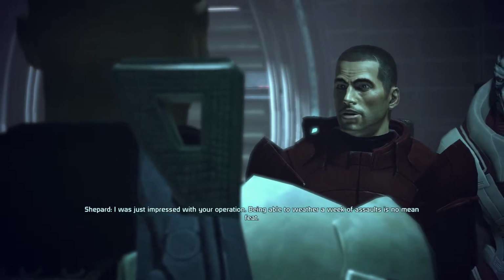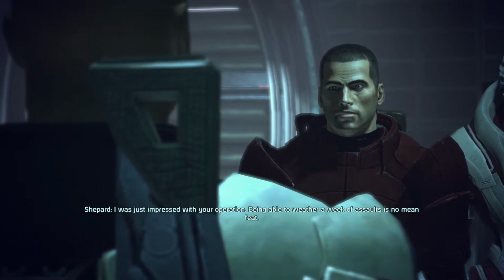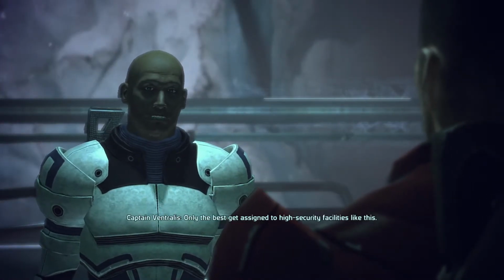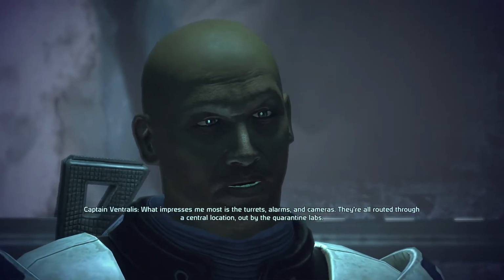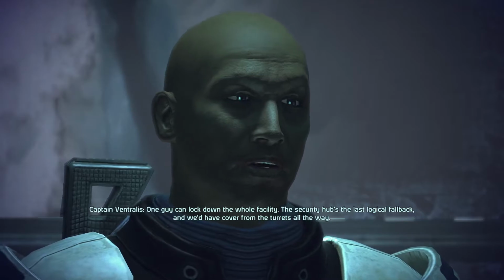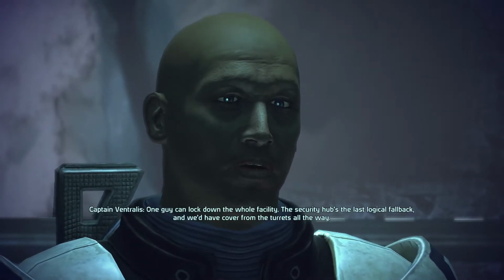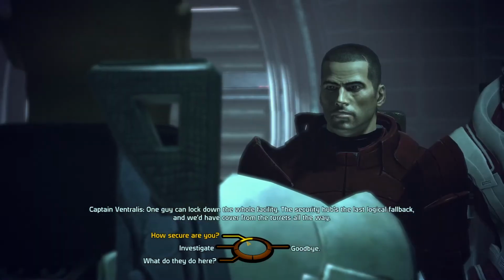I was just impressed with your operation. Being able to weather a week of assaults is no mean feat. Only the best get assigned to high-security facilities like this. What impresses me most is the turrets, alarms, and cameras. They're all routed through a central location out by the quarantine labs. One guy can lock down the whole facility. The security hub's the last logical fallback, and we'd have cover from the turrets all the way.